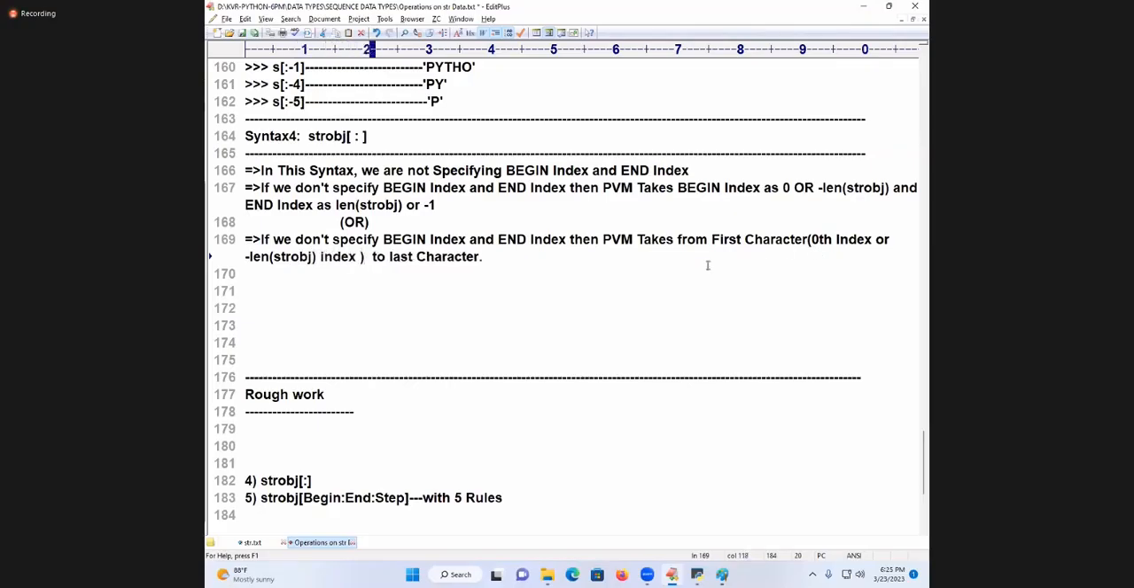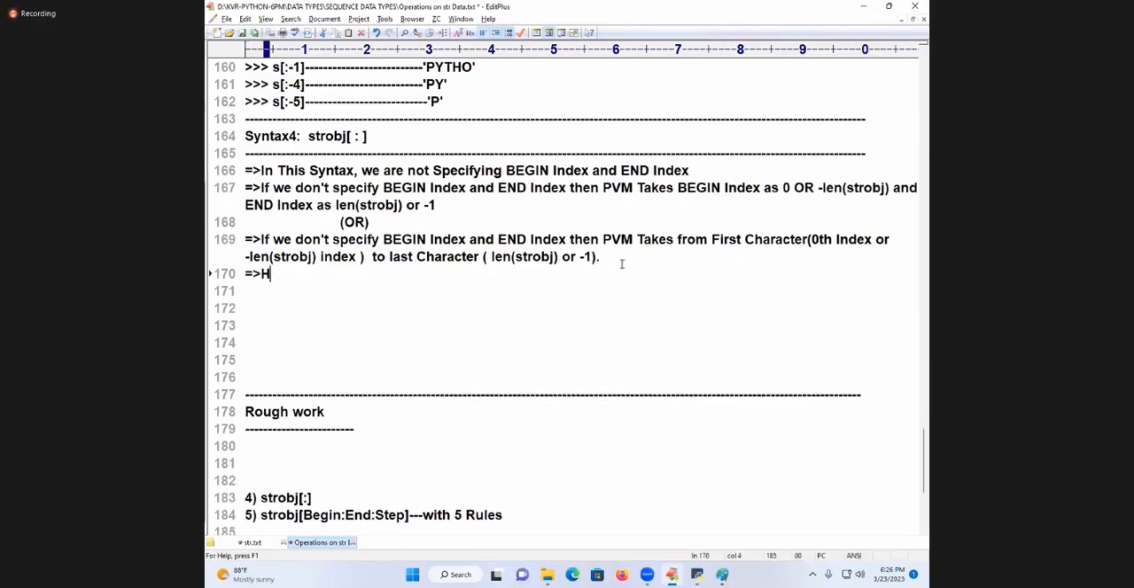Last character means what? Last character is len of strobj minus 1. So it will give you the complete string data. So I will write it finally. Hence, this syntax always gives the total string data. Total string data. Very important. Did you understand this point?